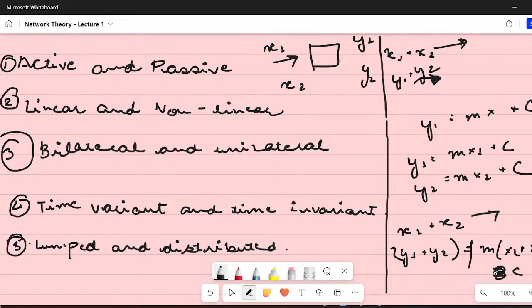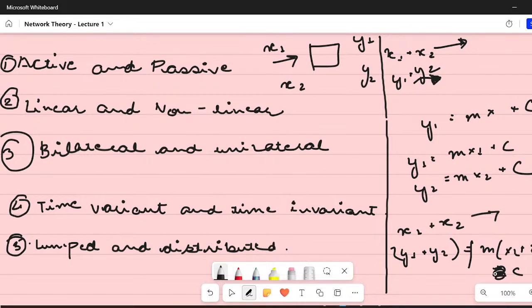Now, moving on, we have elements which are bilateral and unilateral. What do you understand by a bilateral element and a unilateral element? An element is said to be bilateral if it offers the same impedance for different directions of current through it. Otherwise, it would be unilateral.